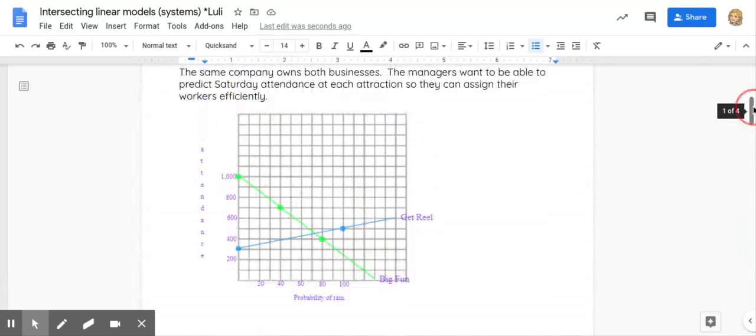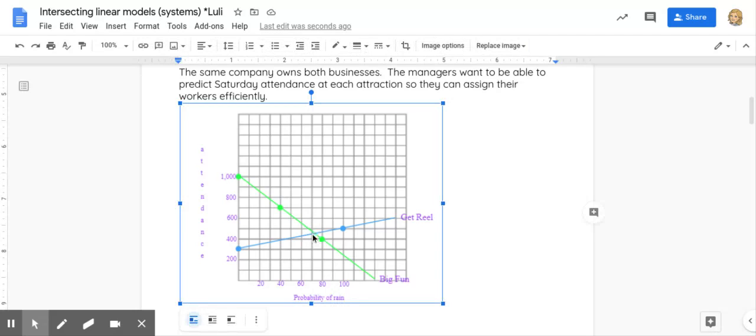So when we look at our graph, we have two systems. We have the Big Fun amusement park system, and then we have the Get Real movie theater system. So that solution is going to be where they're crossing together. So I have my cursor right here where they're crossing at the same point.